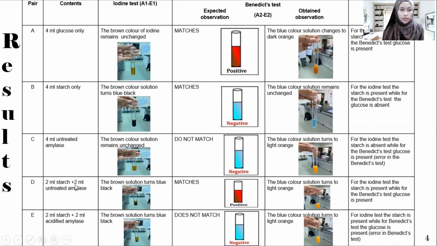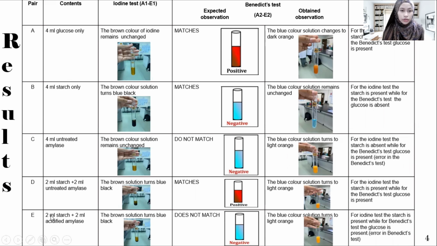And for D, 2 ml of starch mixed with 2 ml of untreated amylase, the brown solution turns blue-black in the iodine test, and the blue color solution turns to orange in the Benedict test. So here the starch is present and the glucose is also present.